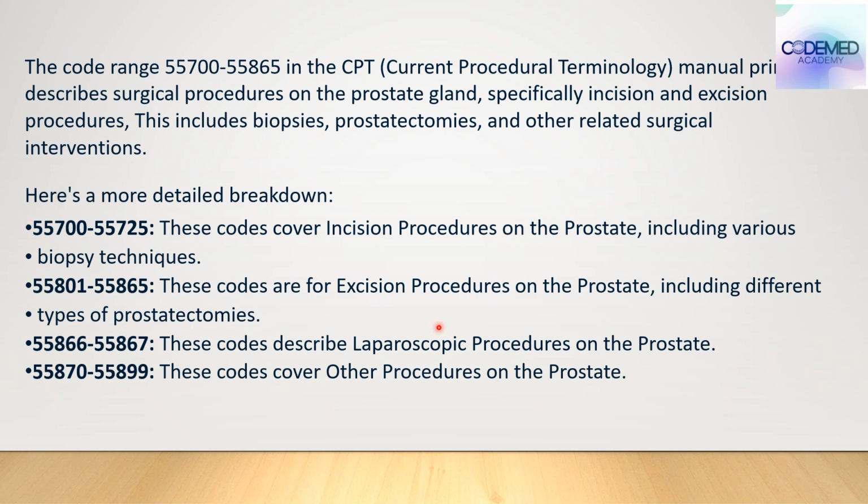Whenever you are coding the biopsy, pay attention to what kind of biopsy is done, because for the fine needle we will go into the 10,000 series, and whether the radiological guidance is taken or not, that is an important consideration. Then 55801 and 865, these are the excision procedures of the prostate, which include the different types of prostatectomies, whether it is a radical excision of the prostate, and whether we are taking the lymph node or not, that is also well described within the language of the code.